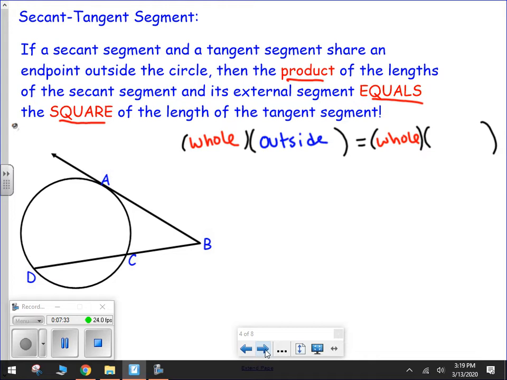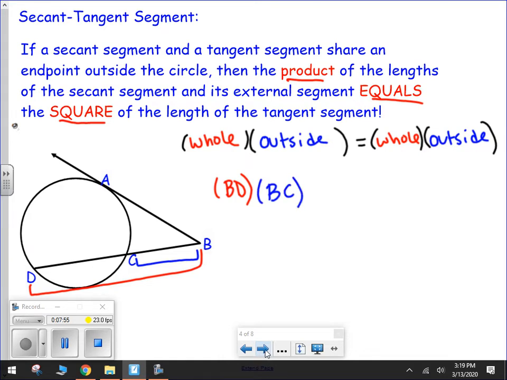Now, I'm going to focus on BD. BD is my secant line because it intersects the circle twice. The whole of that secant line is BD, so I'm going to take BD, and I'm going to multiply it by its outside segment, which is BC. That is going to be equal to the tangent line. So now the whole tangent in relation to the circle is AB. And I'm going to multiply it by the outside. Well, in this case, because it's a tangent line, the whole tangent is the outside.